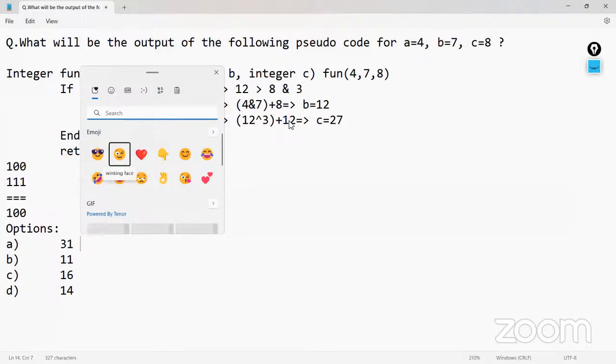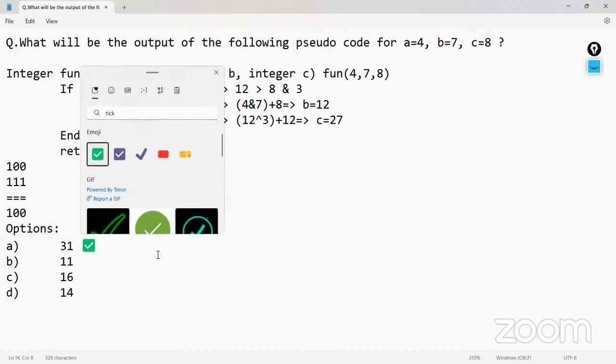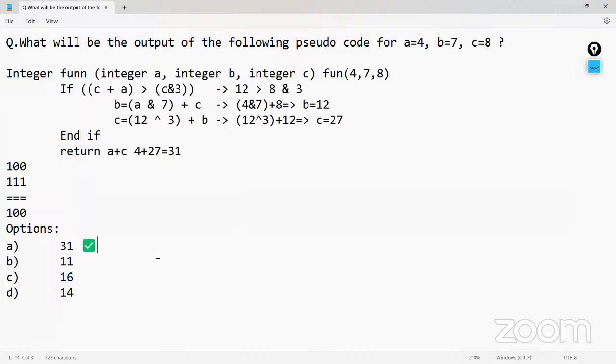Okay, here. Let me just write. This is the correct answer for it. I hope everyone understood this. Can we try for the next question? Yes, sir. Yes, guys. Yes, please, sir. Confirm. Yes, sir.